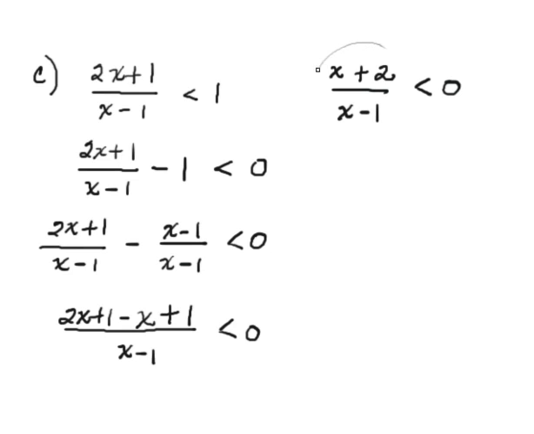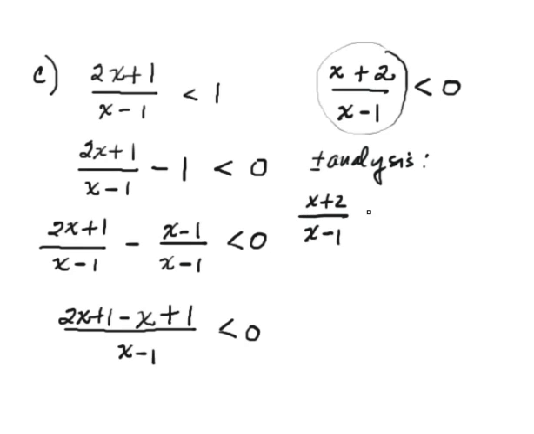Okay, we'll do a plus-minus analysis on this expression. All right, so we have x plus 2 over x minus 1. Put the zeros of the numerator and denominator on the number line. So first minus 2 with a closed dot, because that's coming from the numerator. And 1 with an open dot, because that's coming from the denominator.